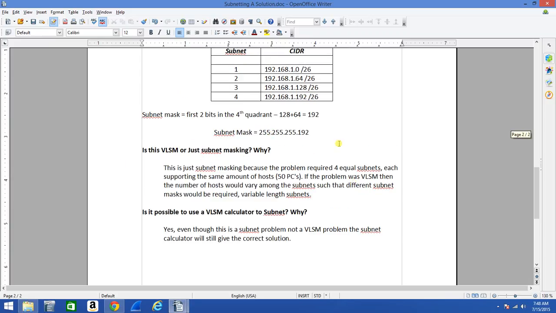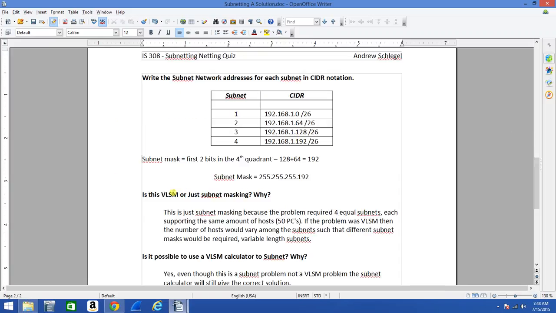All right, so is this a VLSM or just subnet masking? Okay, so what's the difference between variable length subnet masking and subnet masking? Let's look at variable length subnet masking. That means if we broke this into 4 different subnets, the length of the subnet would vary, meaning that one might be a /25, one might be a /26, one might be a /27, one might be a /28. All these are the same, so this is just subnet masking. This is not variable length, okay?